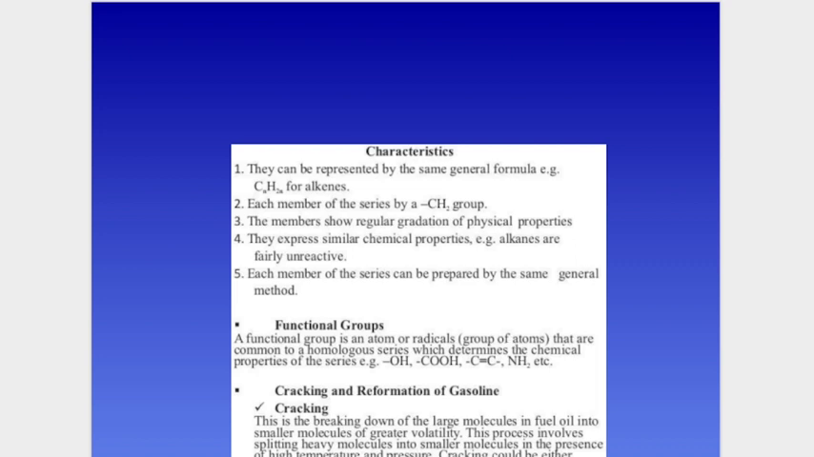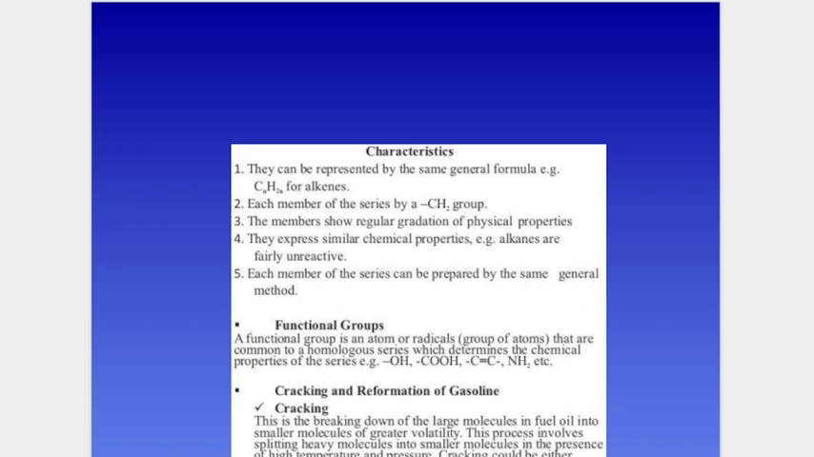Moving ahead, the members show regular gradations of physical properties. Yes, their physical properties are similar. They also express similar chemical properties. That's why your alkanes are characterized by substitution, your alkenes are characterized by addition reaction and polymerization. Your alkynes also are characterized by addition reaction. Remember I mentioned earlier that the only class of alkynes that undergo polymerization are your terminal alkynes, that is, alkynes that have the triple bond at the terminal.